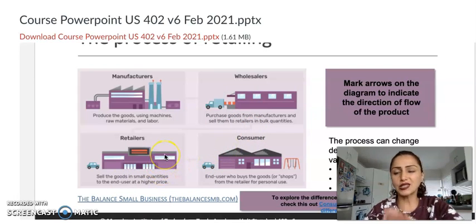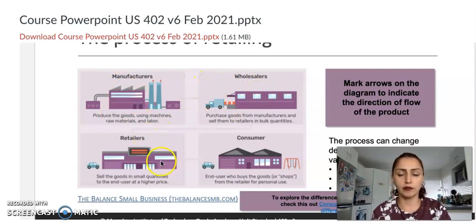So that's just in a nutshell how the product moves from the manufacturer through the wholesaler to the retailer, and then once it's at the retailer store, it is available for the customer or the consumer to come and buy it. So that's how the chain works.